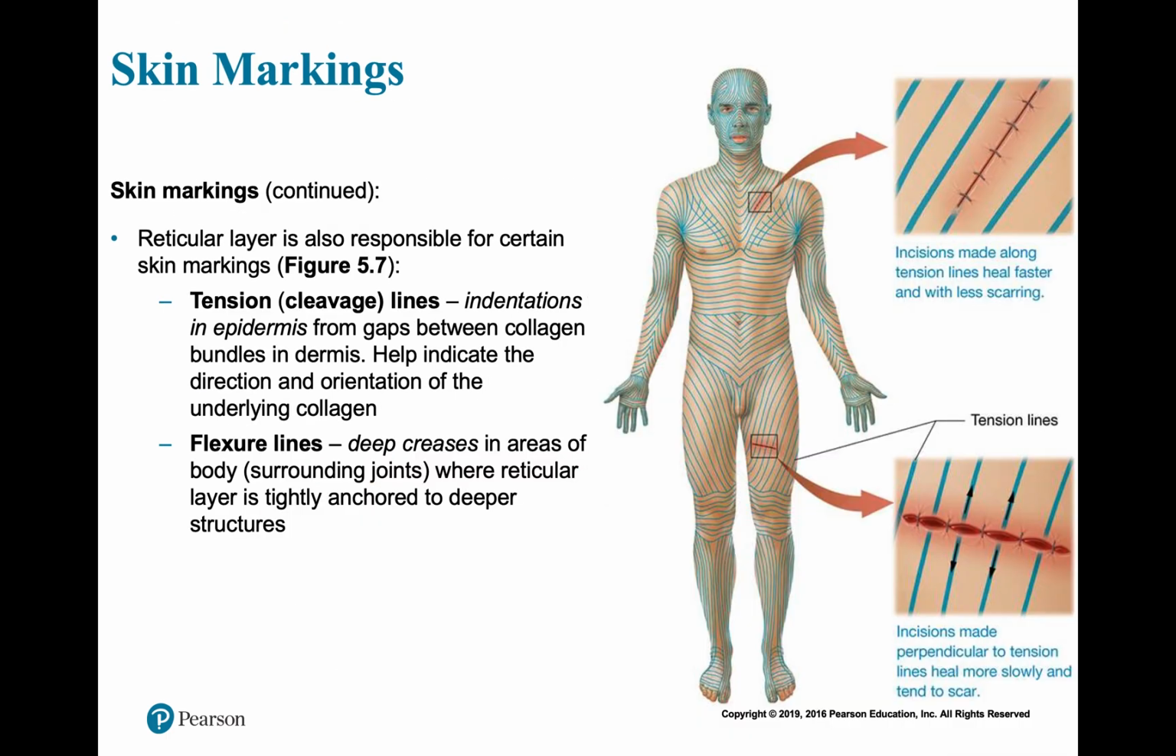All right, so skin markings continued. This just talks about tension lines and flexure lines. So tension lines are indentations in the epidermis that form between gaps of collagen bundles. And so these tension lines help give direction to how the collagen is oriented underneath.